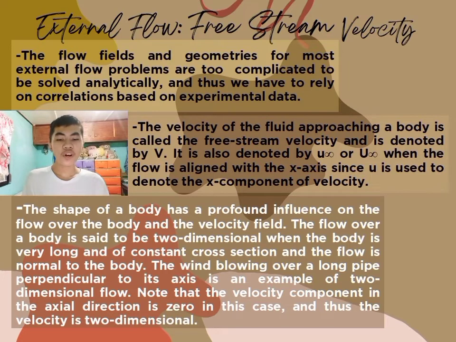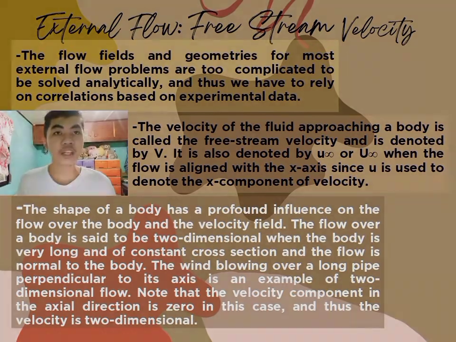The flow over a body is said to be two-dimensional when the body is very long and of constant cross-section and the flow is normal to the body. The wind blowing over a long pipe perpendicular to its axis is an example of two-dimensional flow. Note that the velocity component in the axial direction is 0 in this case, and thus the flow is two-dimensional.